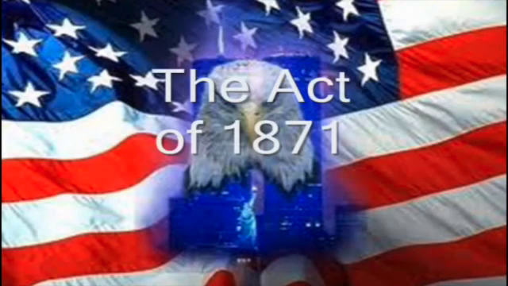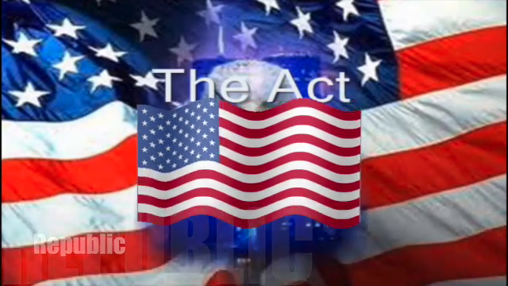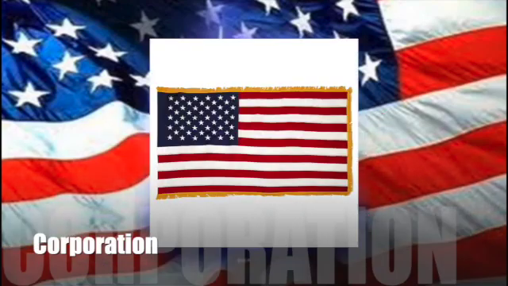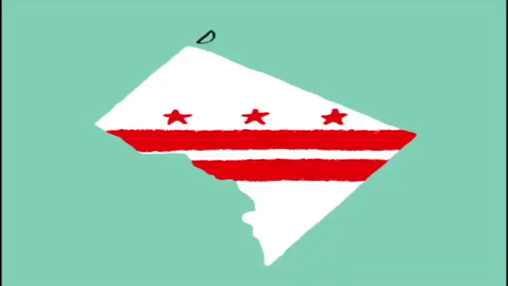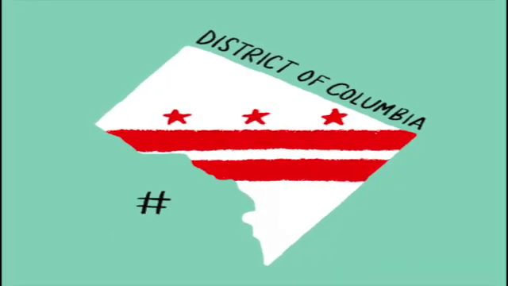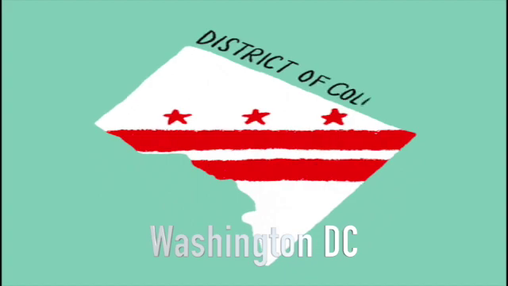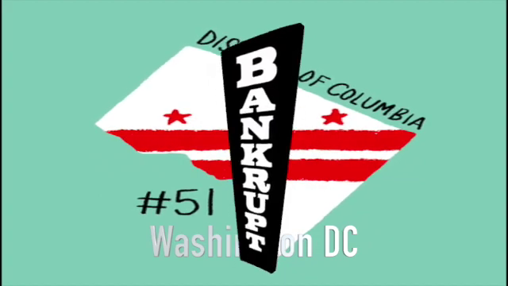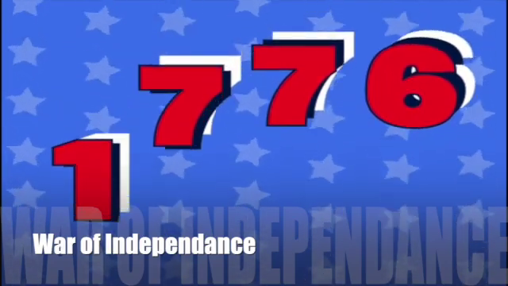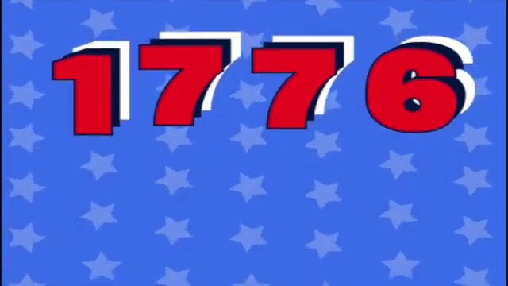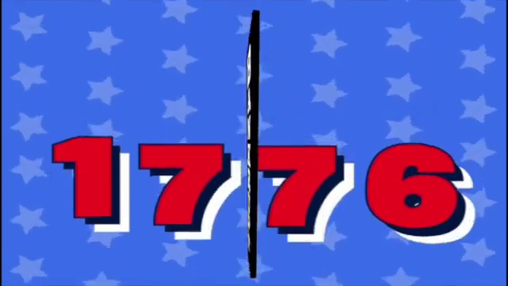The Act of 1871 changed the USA from a republic controlled by the people to a corporation which was governed by the independent state of the District of Columbia, or Washington, D.C. Guys, what they basically did was they deviously created the independent District of Columbia after the first US bankruptcy, namely after the War of Independence against Britain, which ended in 1776. So the first US bankruptcy was 1776 after the War of Independence, and the second one was 1871.